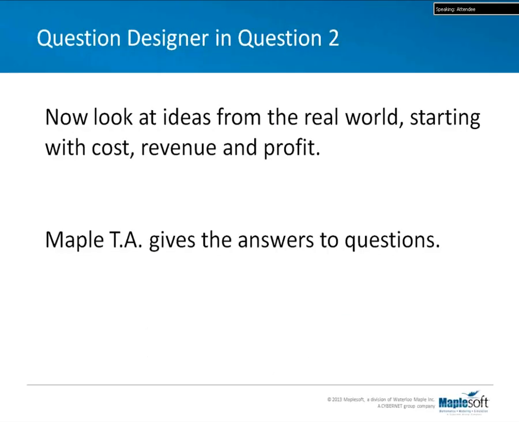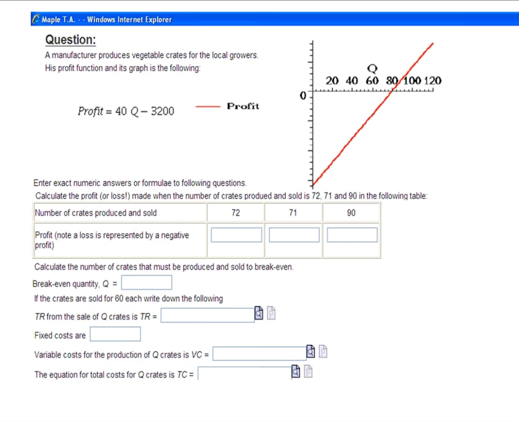We also use Question Designer here in question 2. Again, we now look at ideas from the real world, starting with the familiar cost, revenue, and profit, all of which may be modeled by linear functions. As you can see, the next page features our question in Maple T.A. It's a multi-part question, but it's a real-world question. This gives practice at writing down the mathematical formula to model cost, revenue, profit, and the relationships between them.